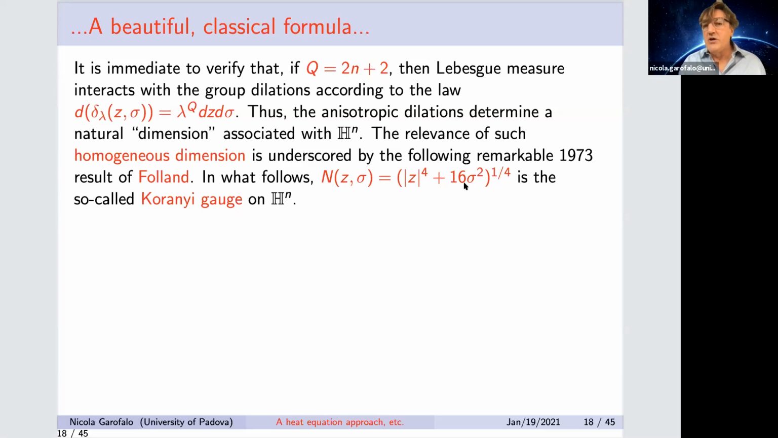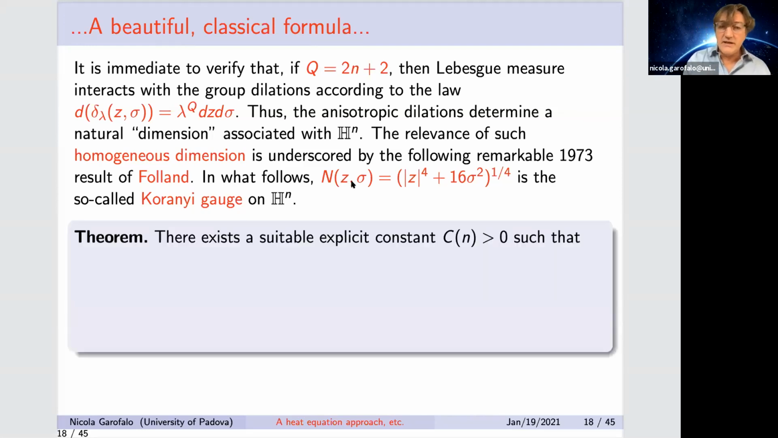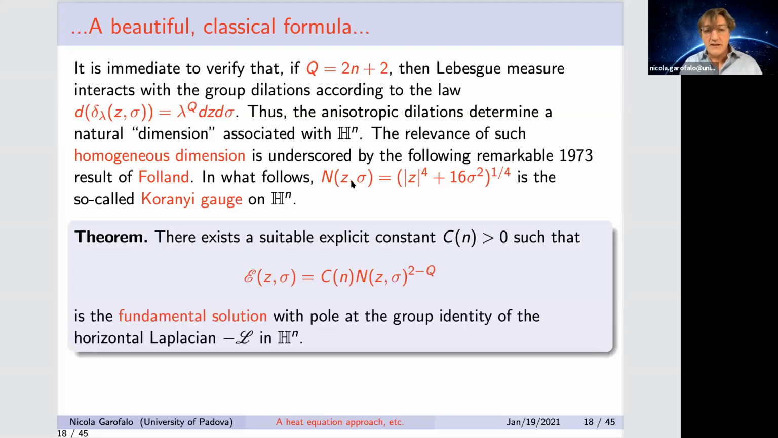So there is also a norm. Never mind this 16; 16 comes just by normalizations that I've chosen in the group law. So there is a norm. You see this norm scales well with respect to the non-isotropic dilations, lambda, lambda squared. This norm is homogeneous of degree 1. It's usually called the Korányi gauge. And there is this beautiful theorem by Folland that goes back to 1973, if I remember correctly.